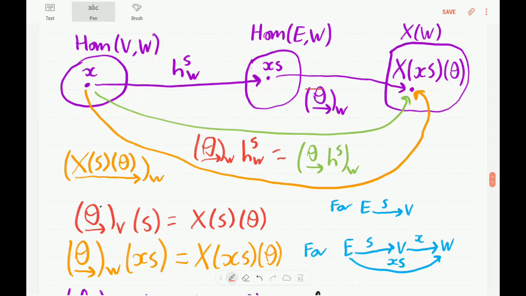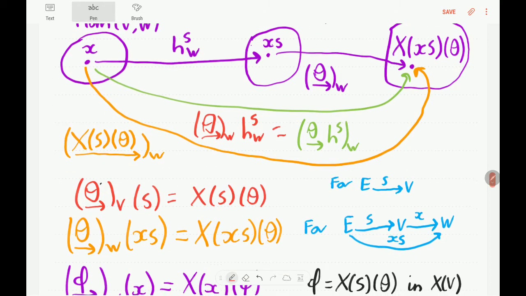So we need to remember now how theta under arrow works. And this is the formula I've already showed you, that the V component of theta under arrow sends S to X of S of theta. This comes from the main definition of the arrow from the HOM functor that corresponds with theta under this Yoneda correspondence. But this is really a formula that's working for an arrow S from E to V in our category C.